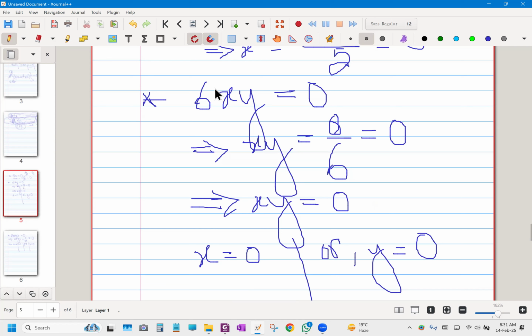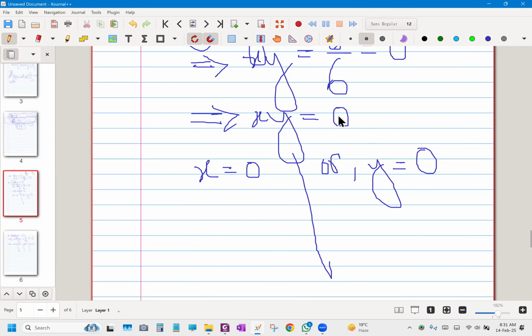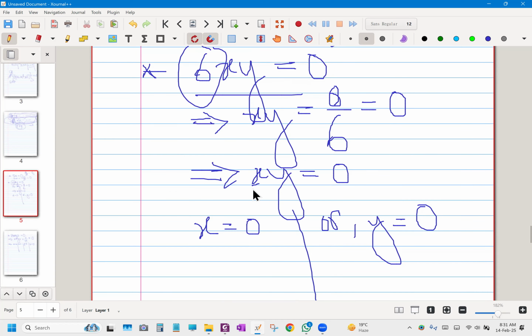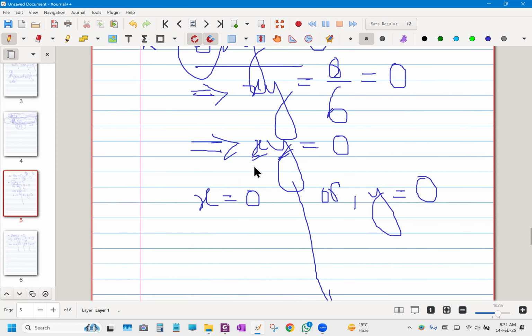What is the solution of 6xy equals 0? Just like the previous equation, if you want to take the 6 from the left side to the right side of the equation, you just need to divide. After that, xy equals 0. So x equals 0 or y equals 0.